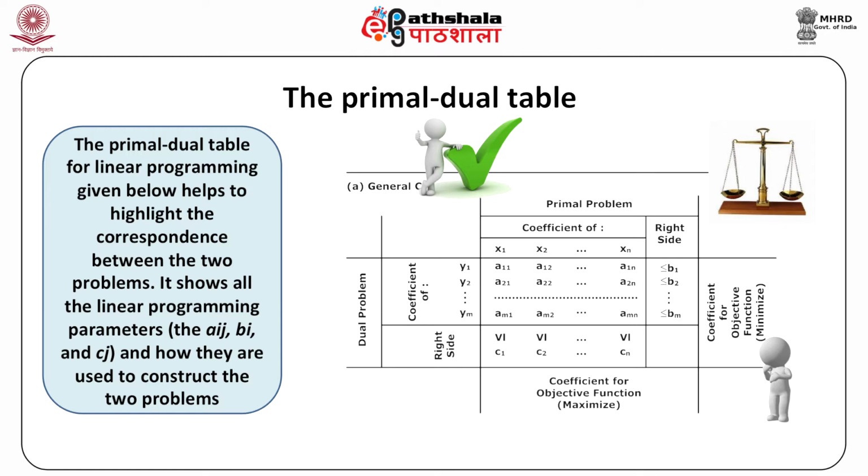For the dual problem, each row gives the coefficients of a single variable in the respective constraints and then in the objective function, whereas each column gives the parameters for a single constraint. In addition, the right side column gives the right hand sides for the primal problem and the objective function coefficients for the dual problem, whereas the bottom row gives the objective function coefficients for the primal problem and right hand sides for the dual problem. Table 1 shows the primal dual table for linear programming.